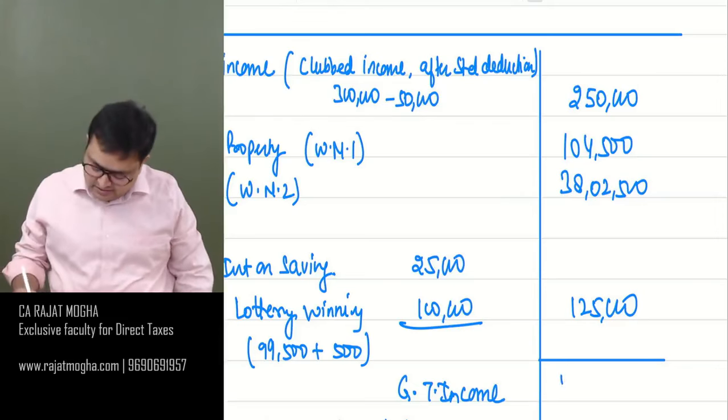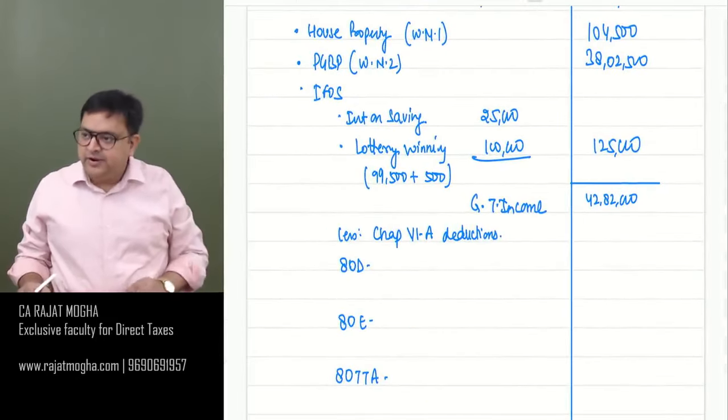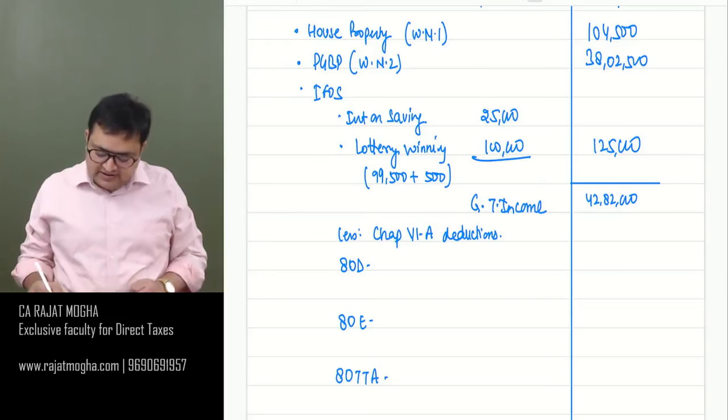42 lakh 82,000. Okay. 42,82,000. Correct. Now chapter 6 deductions.